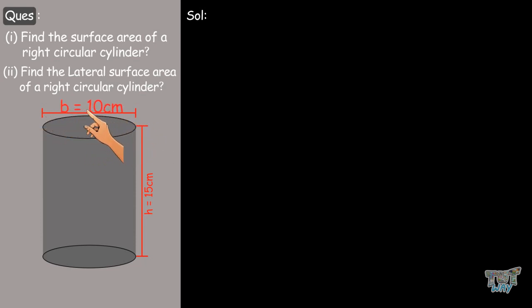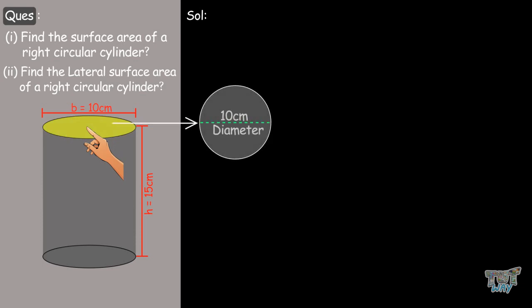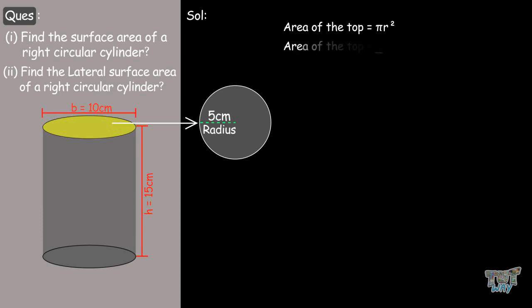If the width is 10 centimeters, it means that the diameter is 10 centimeters. If diameter is 10 centimeters, then radius will be 5 centimeters, which is 10 divided by 2 equals 5 centimeters, because radius is half of a diameter. Then we can calculate the area of the top using the formula pi r squared. The value of pi is 22 over 7, and radius is 5. So it will be 22 over 7 multiplied by 5 times 5.